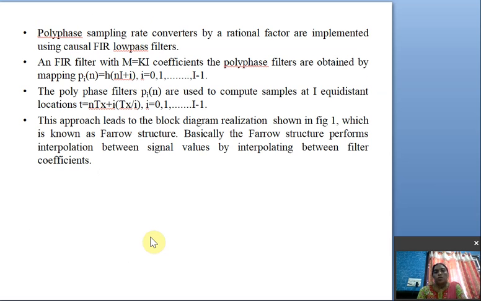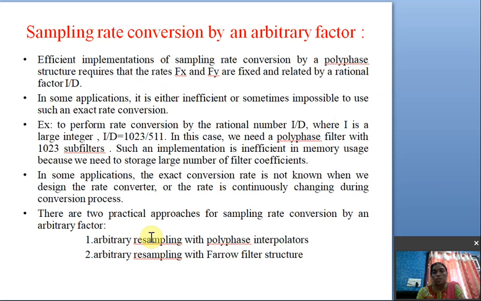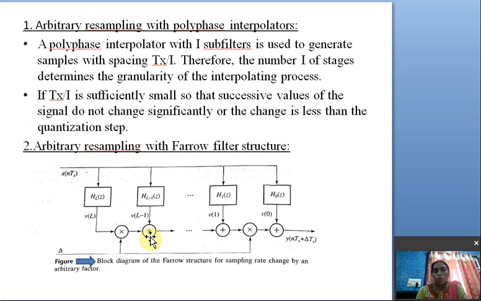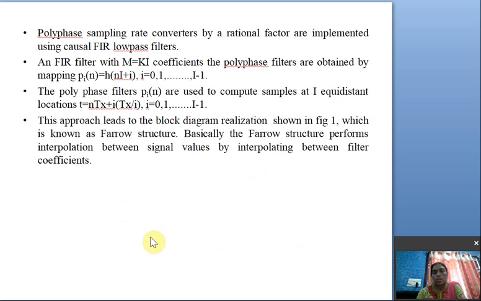So these are the two cases to achieve sampling rate conversion by an arbitrary factor. Observe this Farrow structure. In this way you can get the output. Thank you.